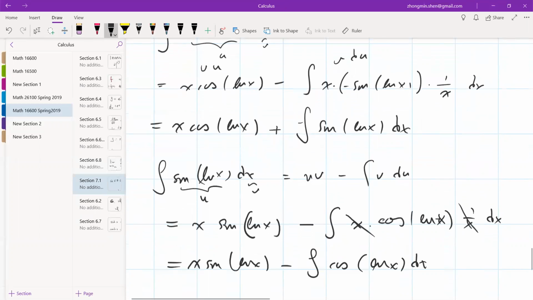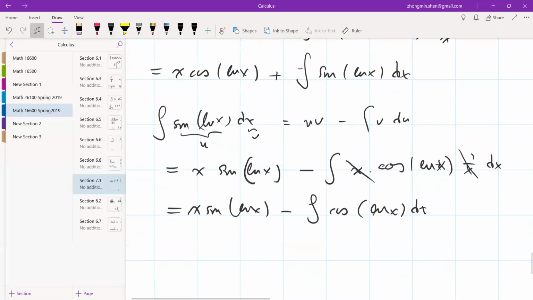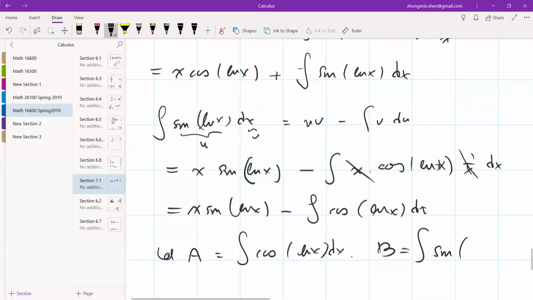So it's like a cycle and coming back to cosine. But that's okay. So look at this, right? I think you can determine both: the integral of cosine natural log x and the integral of sine natural log of x. Why? Well, just look at the above formula, right? Let a be the integral of cosine natural log x dx, and b be the integral of sine natural log x dx.